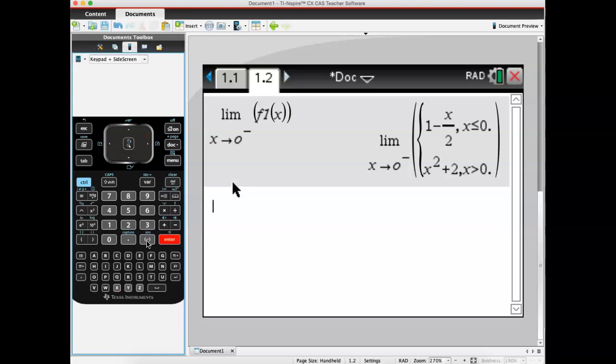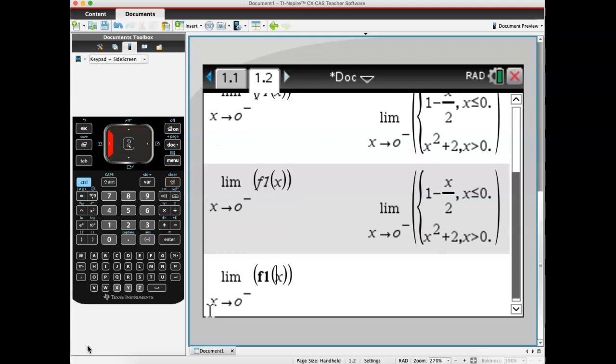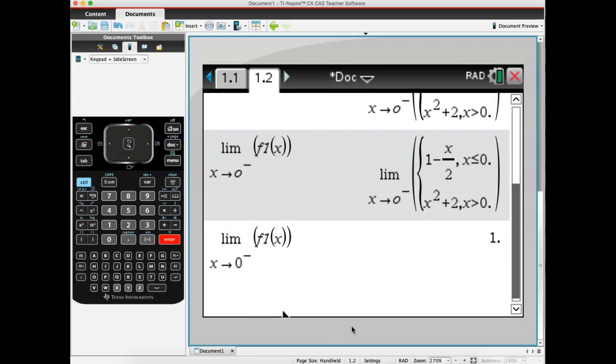And what did I do wrong here? Hold on. Okay guys, I'm back. I saw the stupid thing I did. I'm going to toggle up and I'm going to grab that again. I'm going to toggle back in, and I'm taking the limit as x approaches. I put O, I didn't put 0. So as I approach 0 from the left, there it is, and then it's 1.